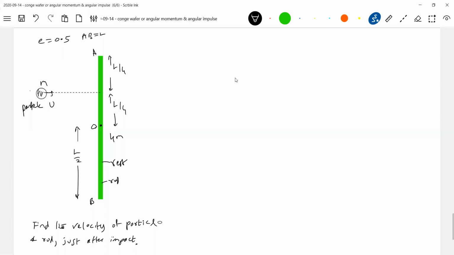So after collision what will happen? Already we know enough ideas, so directly after collision I'll show it. I'll assume the particle will have velocity v1. And now what about this rod? Will it rotate about center of mass, or will it rotate about its own center? It will rotate about its own center.